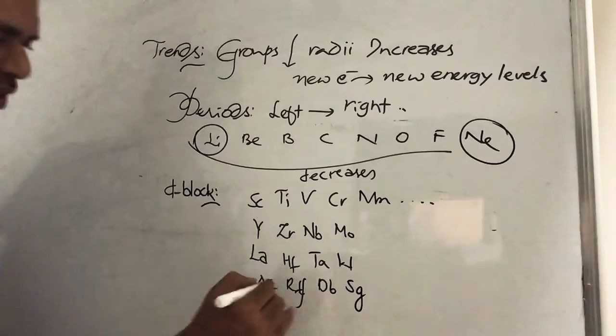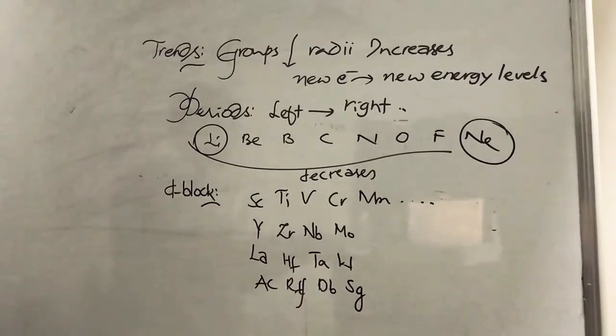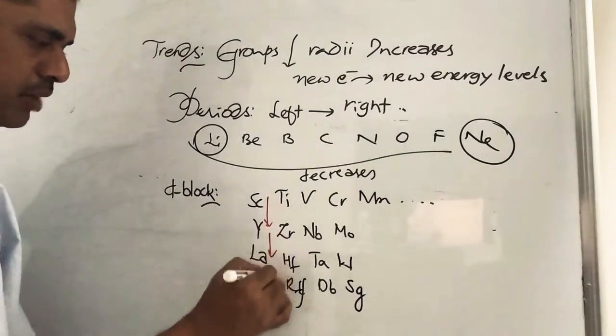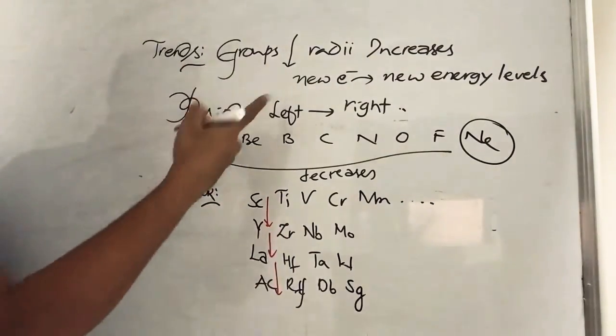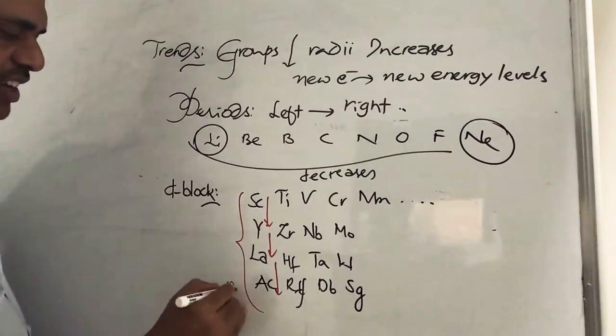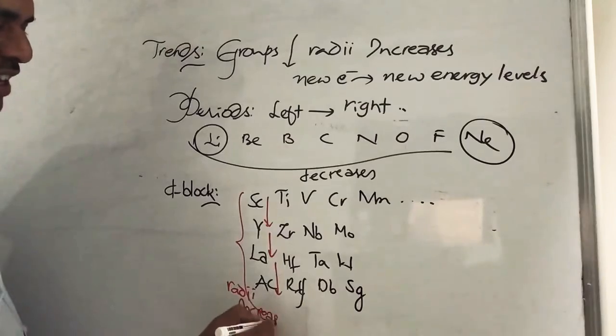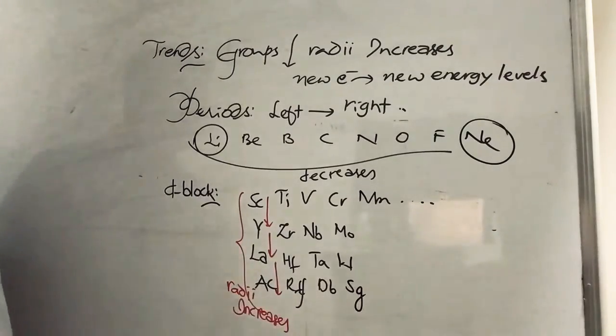Okay, RF. So here what happens is, scandium to yttrium, yttrium to lanthanum, lanthanum to actinium, it's a group. Down the group atomic radius should increase. Radius must increase, and radius increases here, no question.